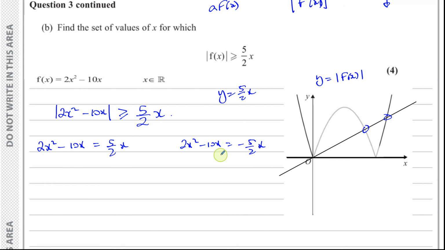So basically what we're saying is 2x squared minus 10x equals 5 over 2x, and minus 2x squared plus 10x equals 5 over 2x. But you can just do it this way, that's fine. It's the same thing, just switching the minus sign to that side. But graphically, that's what we'll be doing.